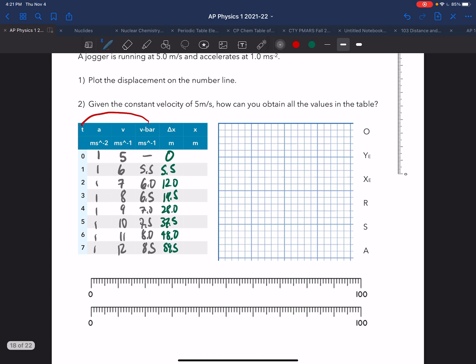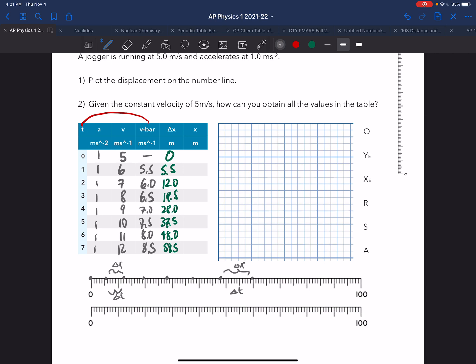So if we plot our displacements here, we start at 0, and then we're at 5.5, and then we are at 12, and then 19.5, and then 28, 37.5, 48.0, and 59.5. So what we can see is the delta x in equal time intervals is increasing. Delta t's are equal, but delta x is larger, so this velocity is increasing.